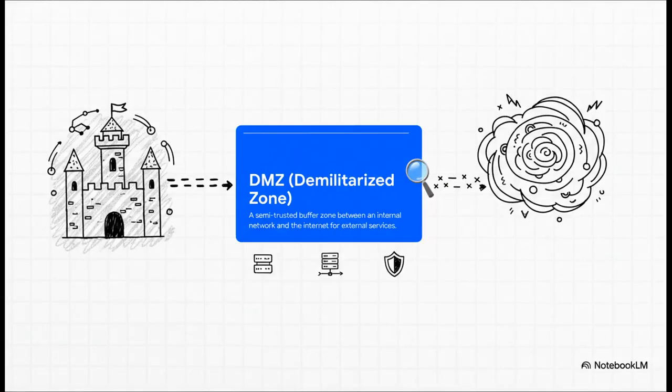Then you've got the DMZ, the demilitarized zone. Now this is a really cool concept. Think of it as a buffer zone. It's like a secure lobby that sits between your super safe internal network and the wild, unpredictable internet. It's the perfect place to put things that need to face the public, like a web server, without letting them connect directly to your most critical systems.